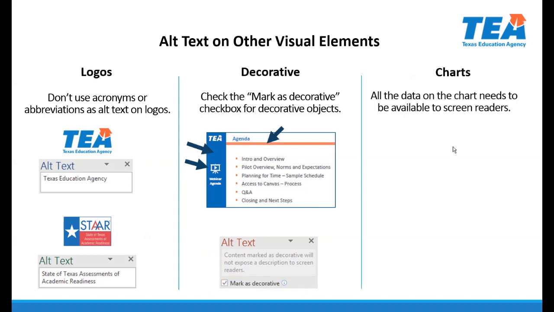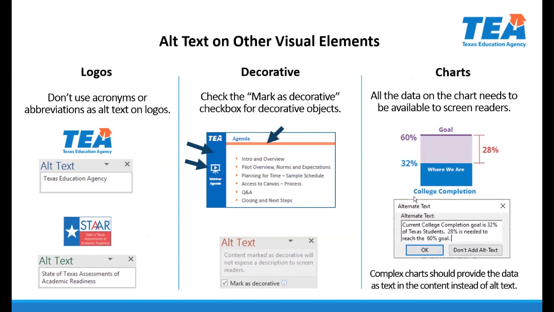Charts also need to have all the data represented and available to screen readers. Small charts, you can use the alt text to include its information. However, complex charts or charts with a lot of data should have a text summary instead of alt text on the document.